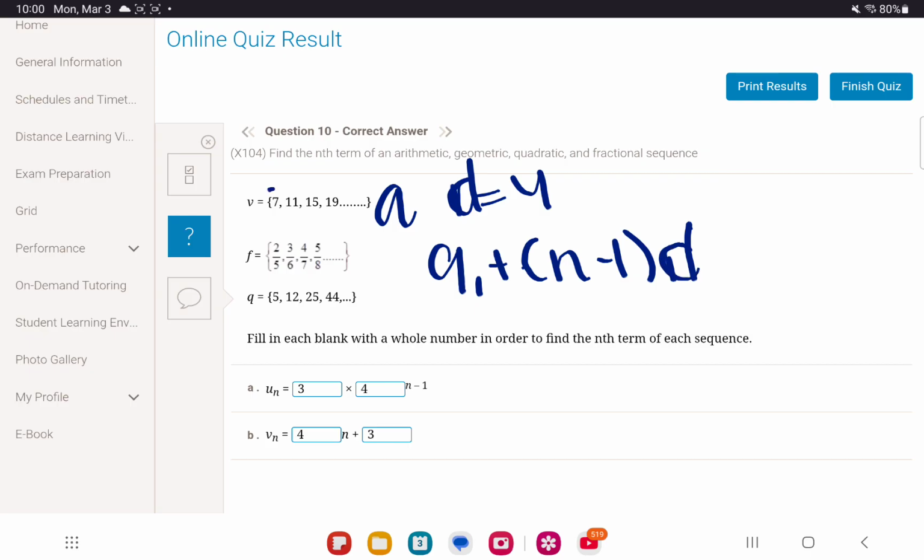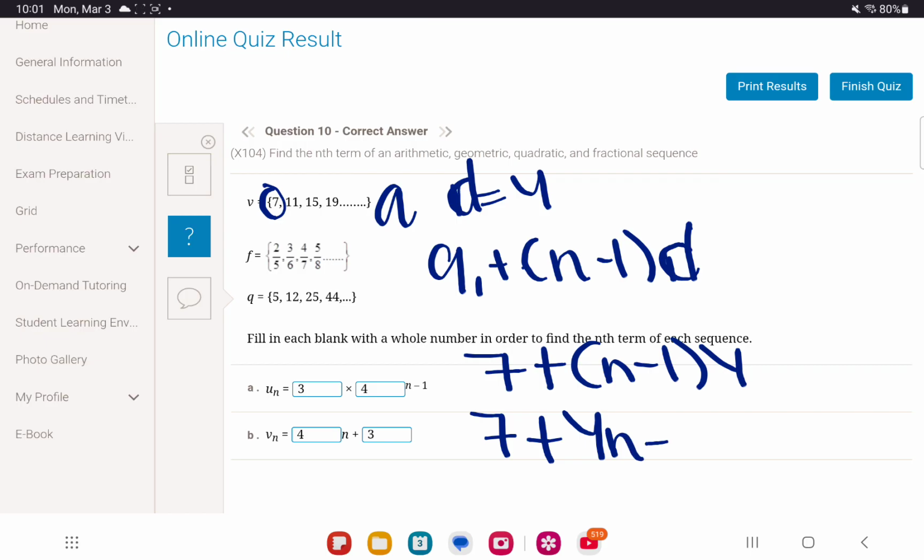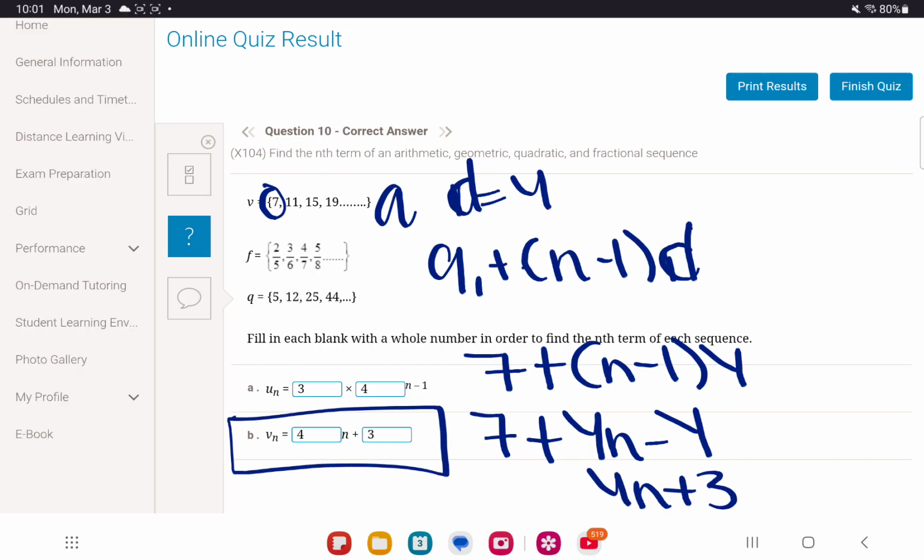So A1 is 7. So 7 plus n minus 1 times d, which is 4. So 7 plus 4n minus 4. 7 minus 4 is 3. So 4n plus 3, and that is your answer. Always simplify.